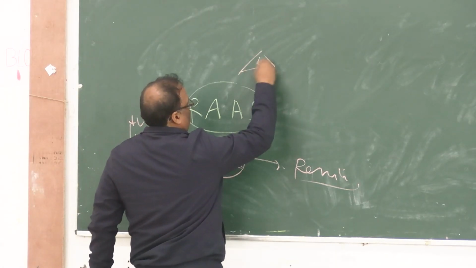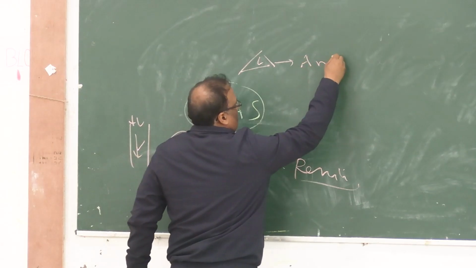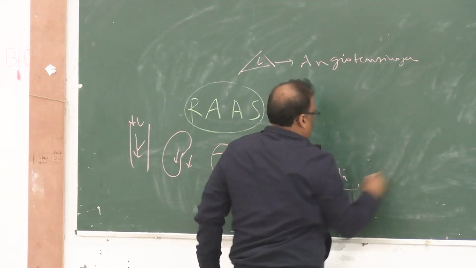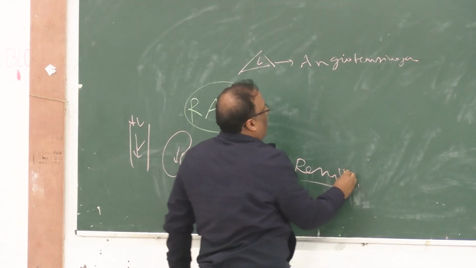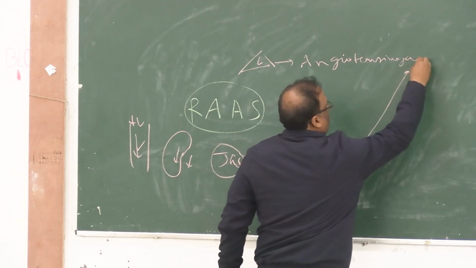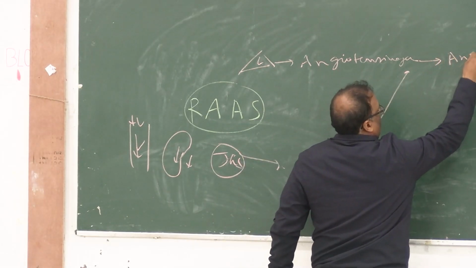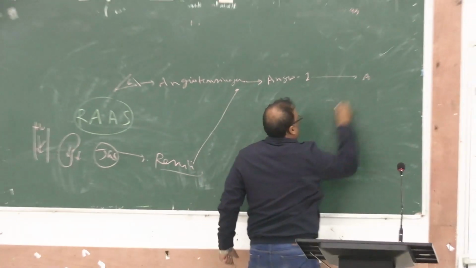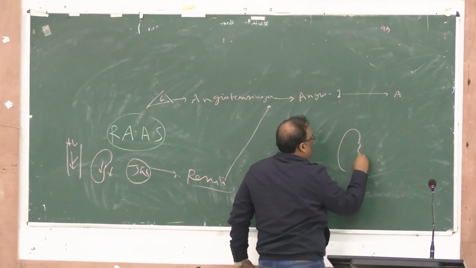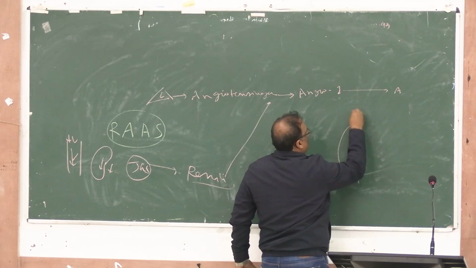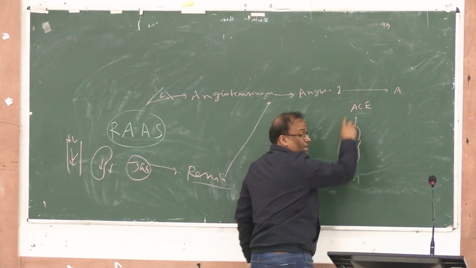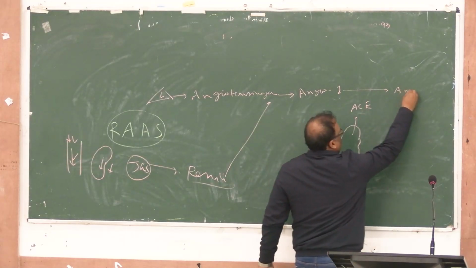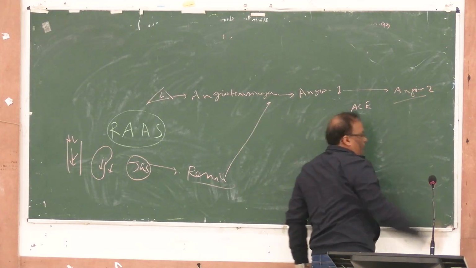So that is your liver. It comes, the angiotensinogen, and this renin acts on it for formation of angiotensin 1. Then, suppose this is your lungs, and then it is ACE, that is angiotensin converting enzyme, right? That will act, and then angiotensin 2.